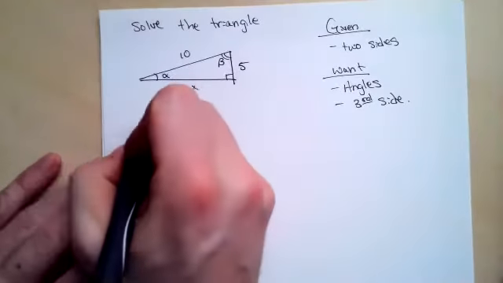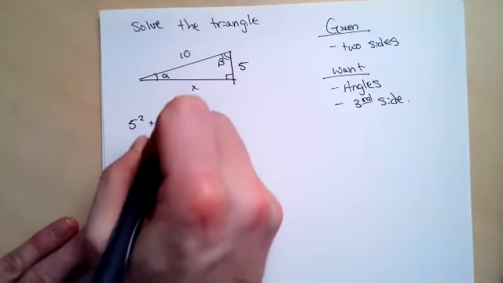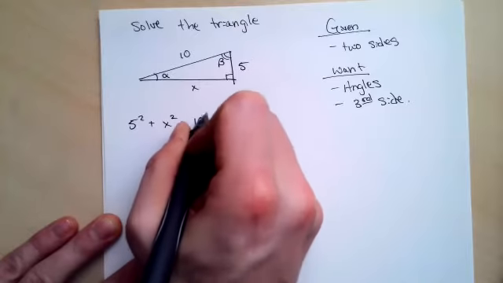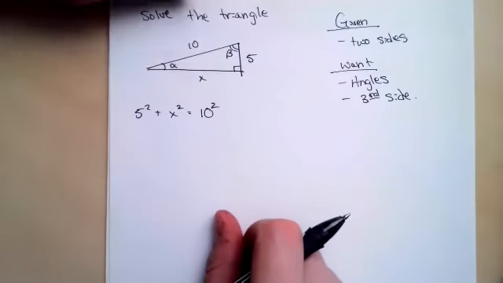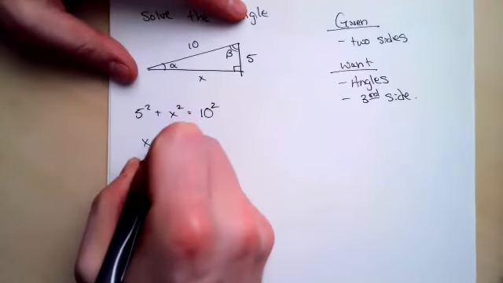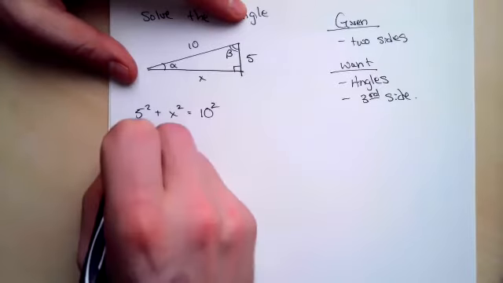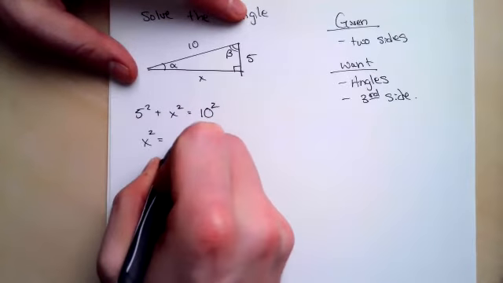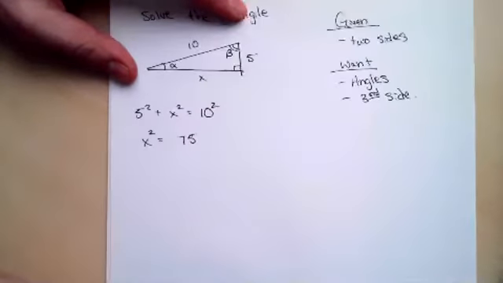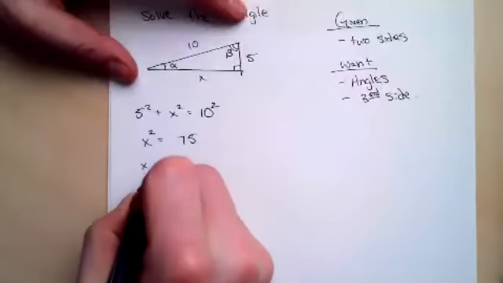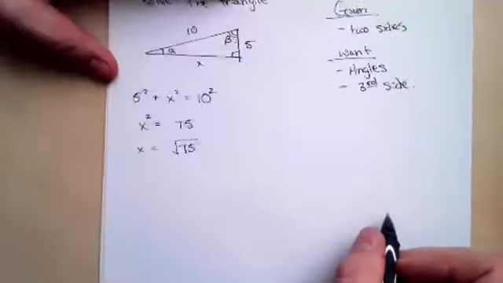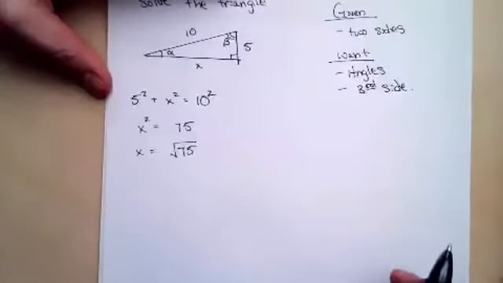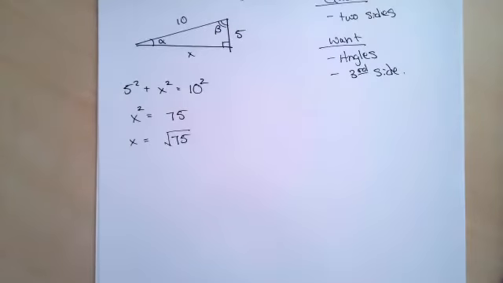So the Pythagorean theorem says that 5 squared plus x squared equals 10 squared. And we need to solve for x. So 10 squared is 100, 5 squared is 25, x squared is going to be 75. And so x is square root of 75. We can redraw the triangle if we want, but now we've got to find the angles.